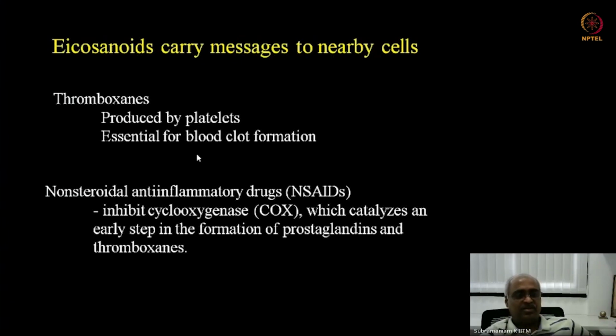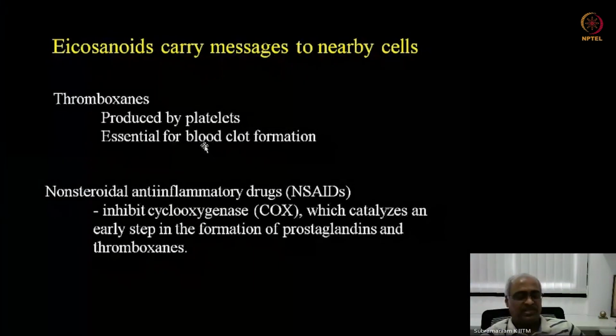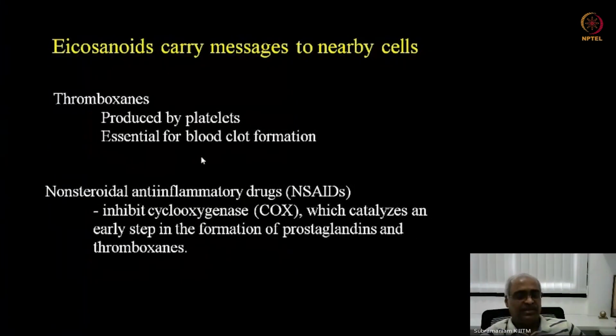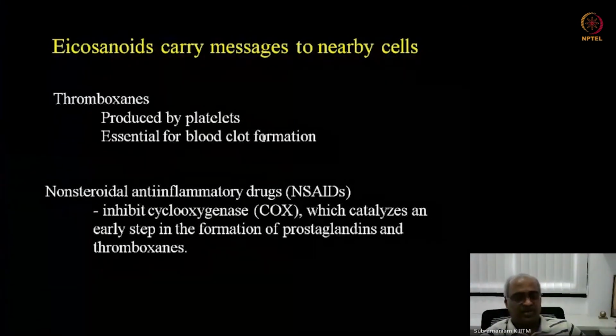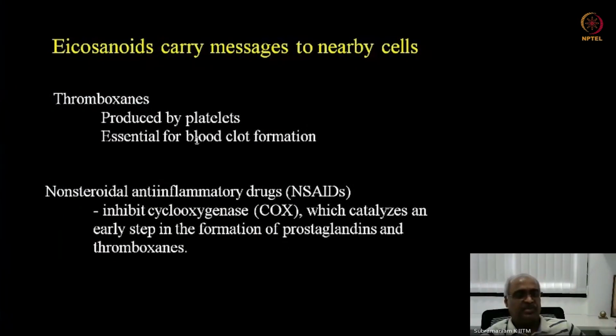So the next one is thromboxane. This is produced by platelets. These are like fragments of cells present in our blood, and they are important for blood clotting. And that is induced by thromboxanes. And so this, I talked about NSAID already.